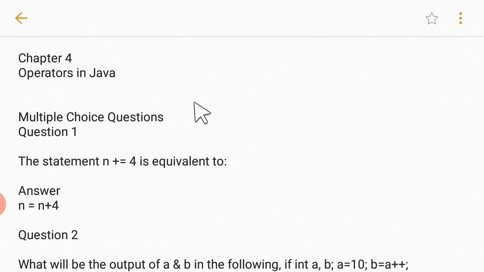Now students, in this video I'm going to discuss the multiple choice questions from chapter 4 operators in Java. So here is the first question of multiple choice questions, or MCQs. The statement n += 4 is equivalent to.